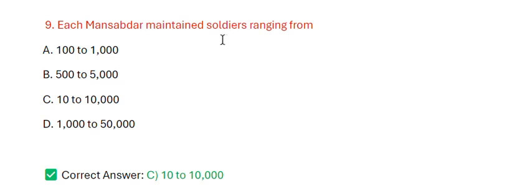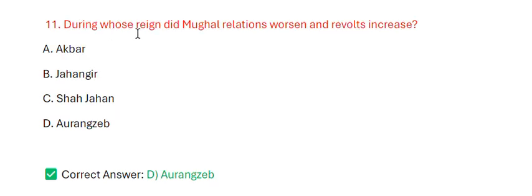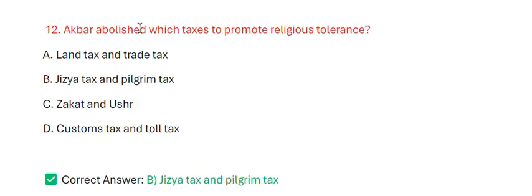Each Mansabdar maintained a soldier's rank ranging from? The correct option is C, 10 to 10,000. Mughal relations with Rajputs were strengthened mainly through? The correct option is marriages and positions in court. During whose reign did Mughal relations worsen and revolts increase? The correct option is D, Aurangzeb. Akbar abolished which taxes to promote religious tolerance? The correct option is jizya tax and pilgrim tax.